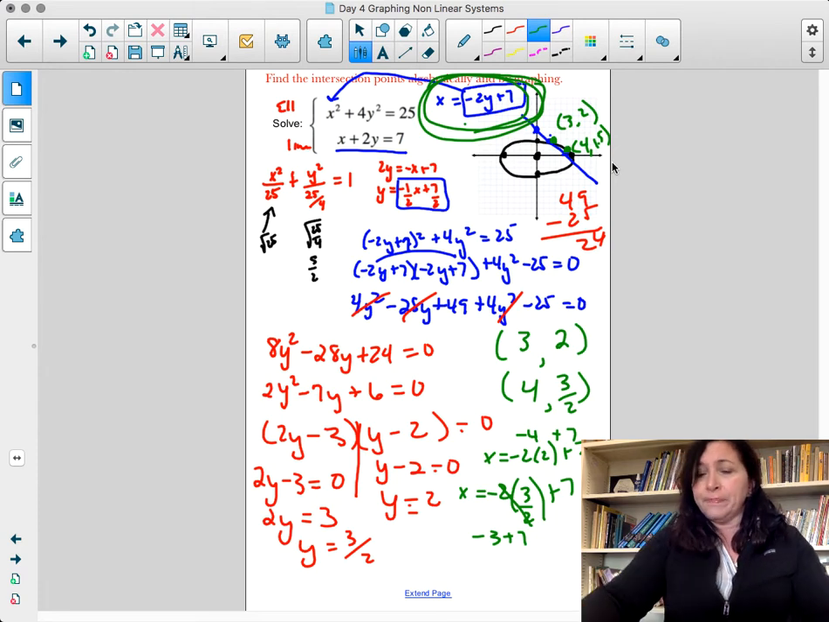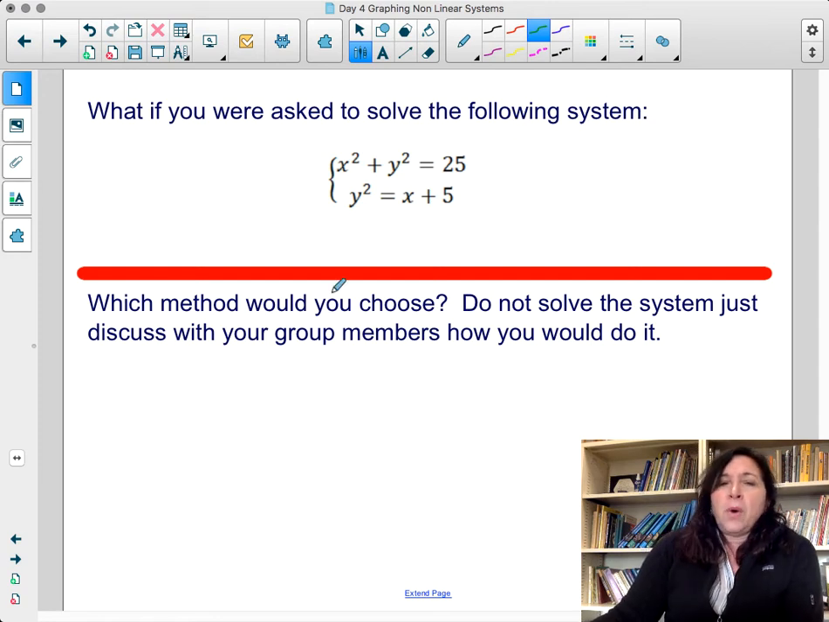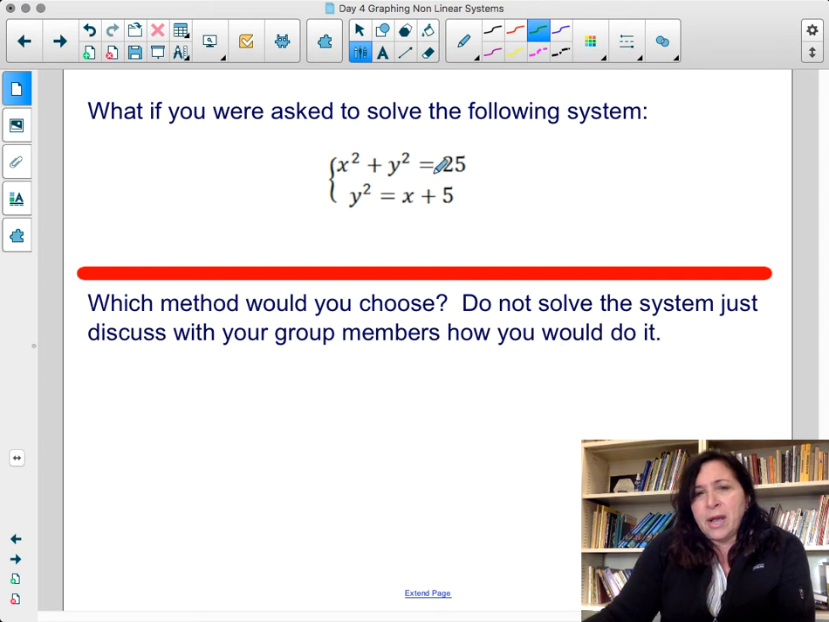So anyway, for this problem right here, what I just want you to do is, what if you were asked to solve the following system? What method would you choose? Don't solve the system, just discuss what you would do. And I would hope that when you're solving the system, you have 2 options. And I want to talk to you about that.